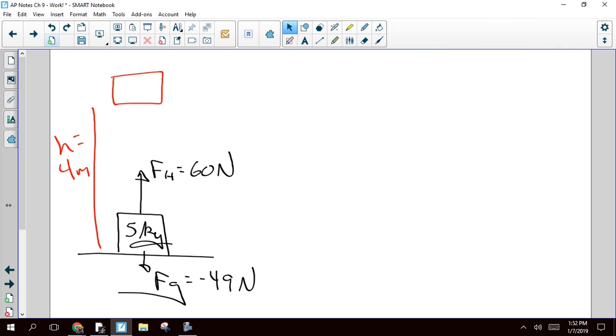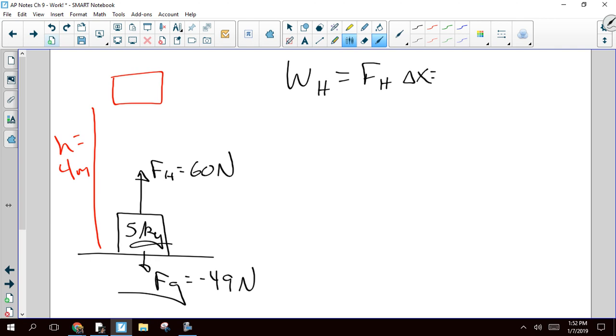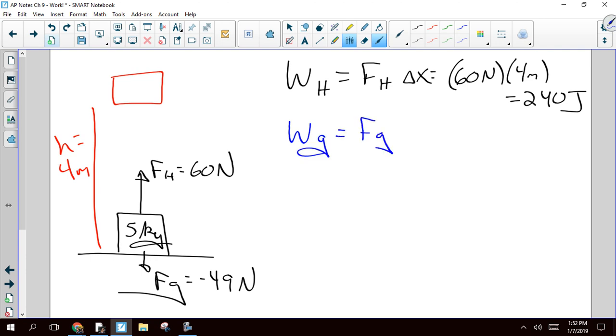There are a couple ways that we can think about this, but I just want to make sure that you understand how everything fits together here. So let's calculate the work done by the two forces. The work done by Hecker is the force of Hecker times the displacement. So that's 60 newtons times 4 meters, that's 240 joules. And the work done by gravity is the force of gravity times the displacement, so that's negative 49 newtons times 4 meters, which gives you negative 196 joules.